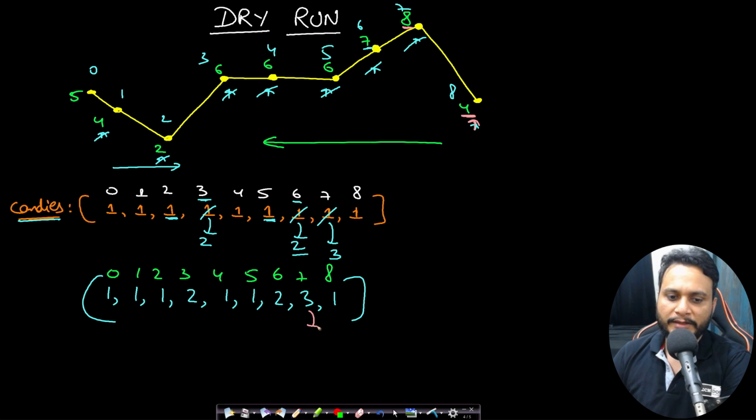So what I have to write here, it will be maximum of already known value, which is 3, comma whatever is the adjacent item 1 plus 1. So this is going to be 3, so there will be no change at all. No change at all, okay.